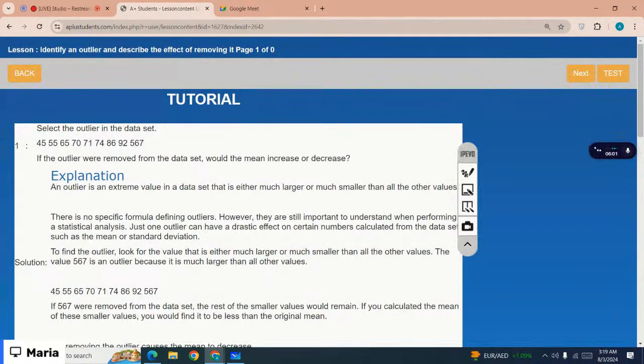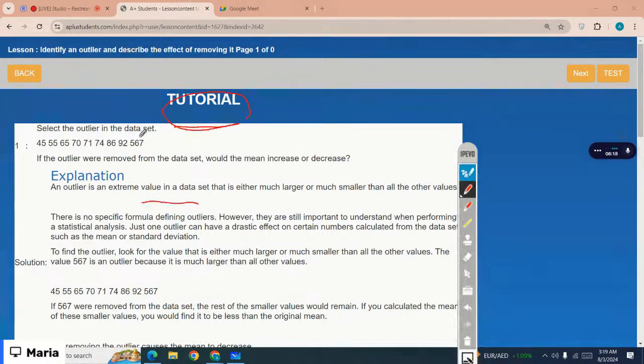First you need to understand what an outlier is. An outlier is an extreme value in a data set that is either much larger or much smaller than all the other numbers. So here the outlier is 567, because the rest of the numbers are between 40 and 90, and 567 is the only number in the hundreds. Because that is the greatest value, if you remove it, the mean is decreased.